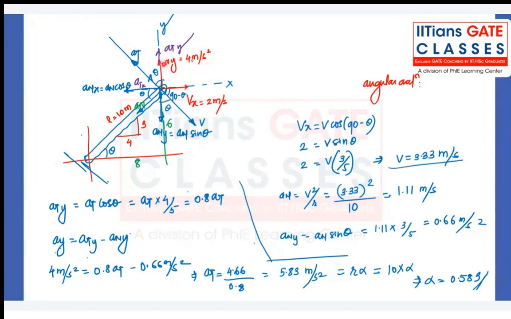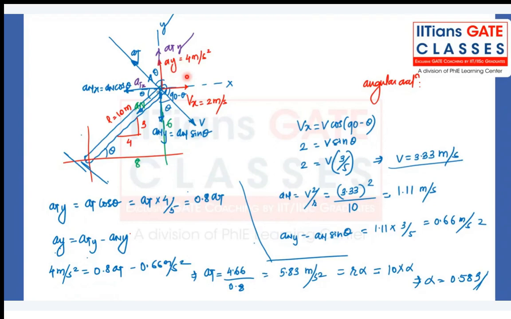So there are two upward components of the accelerations, one is ATY and the other ANY, and both are in opposite directions. So their subtraction is equal to the acceleration component in the y direction, right? Which is given to us.